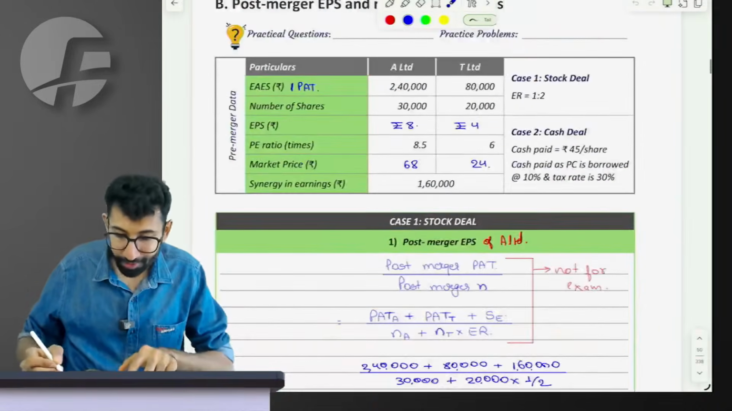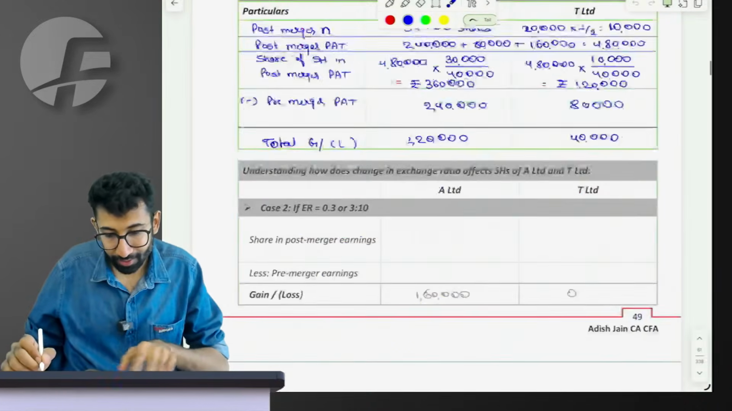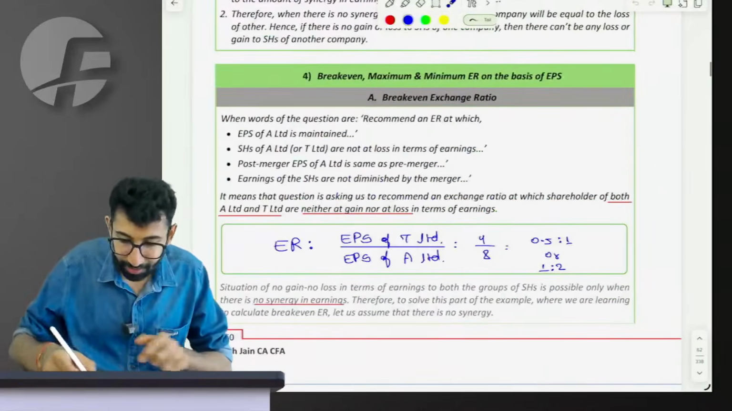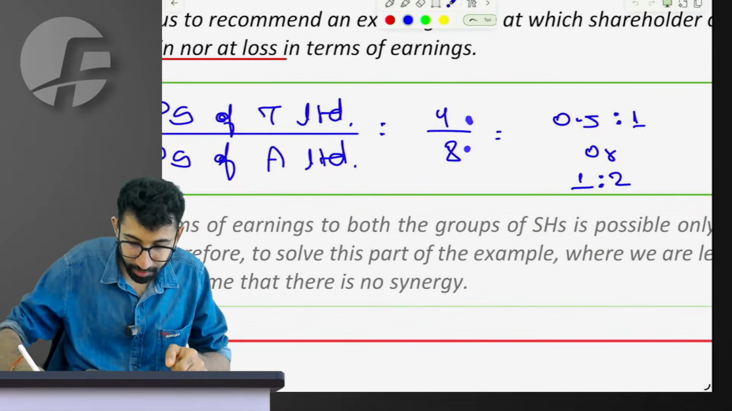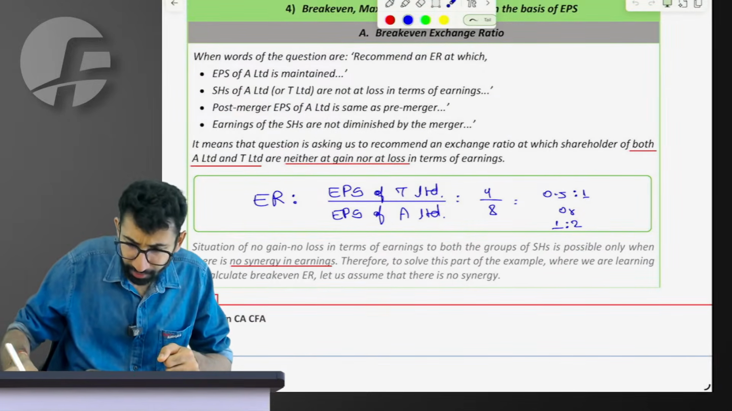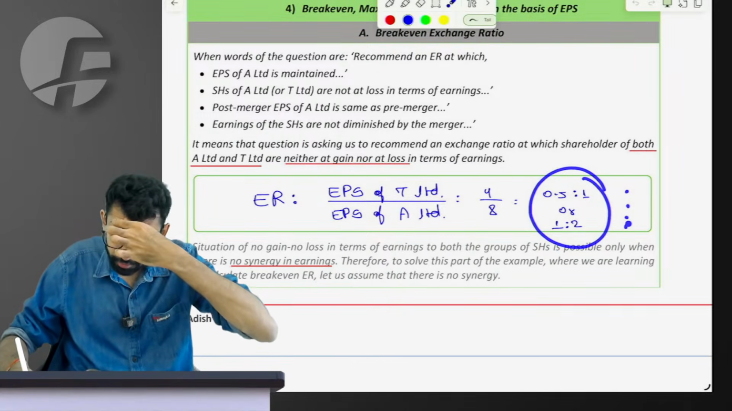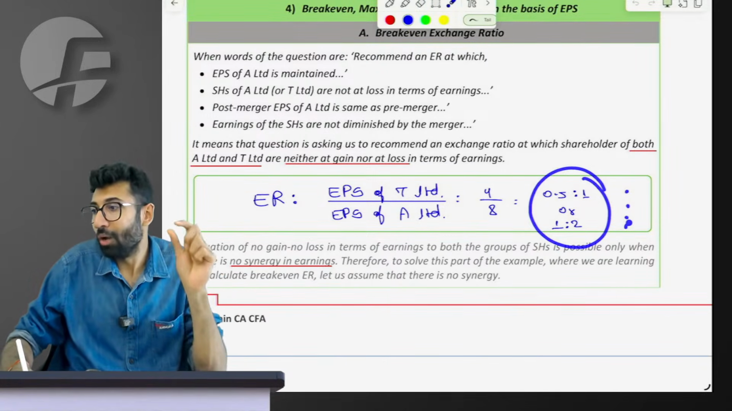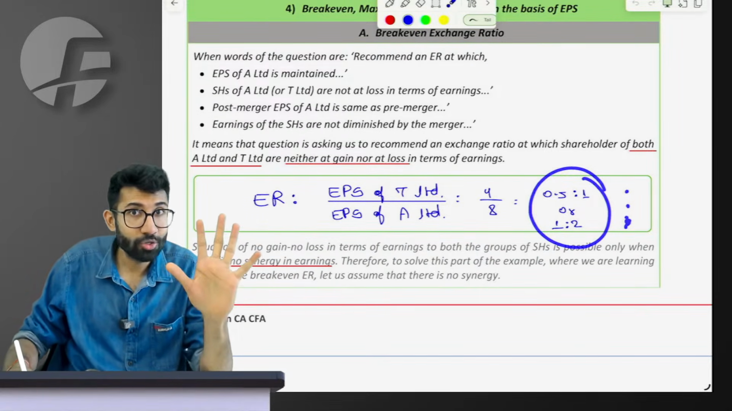For example, how much is the pre-merger EPS of T? 4. How much is the pre-merger EPS of A? 8. So the break-even exchange ratio will be 4 divided by 8, which is 0.5 is to 1, or 1 is to 2. But sir, that's what has actually been the exchange ratio. Now let me tell you a small point of clarity. I'll need your attention now, boss.